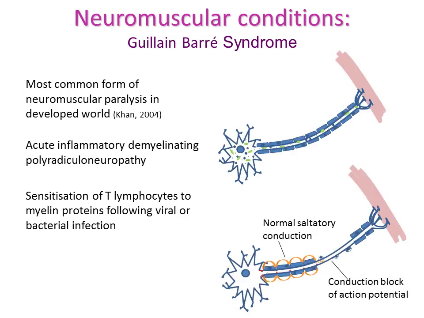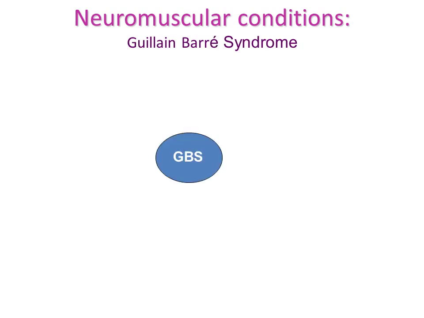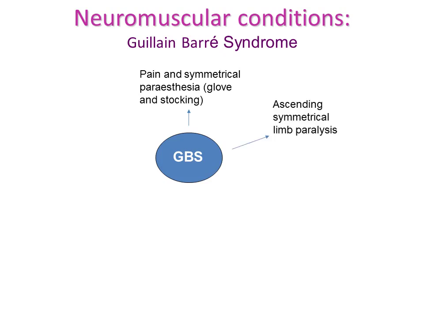And again, just to remind you of what happens within the motor nerves, but this also happens with sensory neurons as well, is that conduction block because of the saltatory conduction is interrupted in the acute situation. So with Guillain-Barré syndrome, classically you see pain and symmetrical paresthesia, sensory loss in a glove and stocking distribution. You get ascending symmetrical limb paralysis.